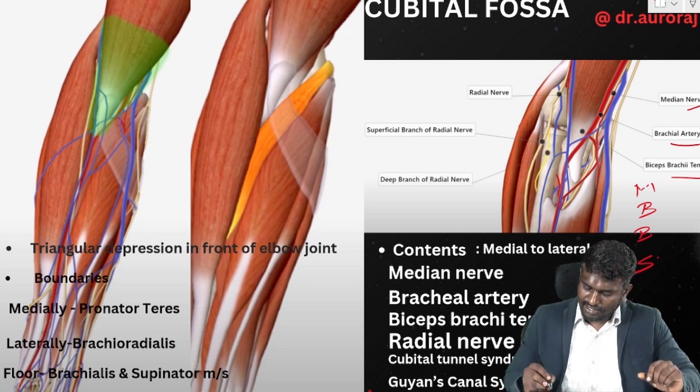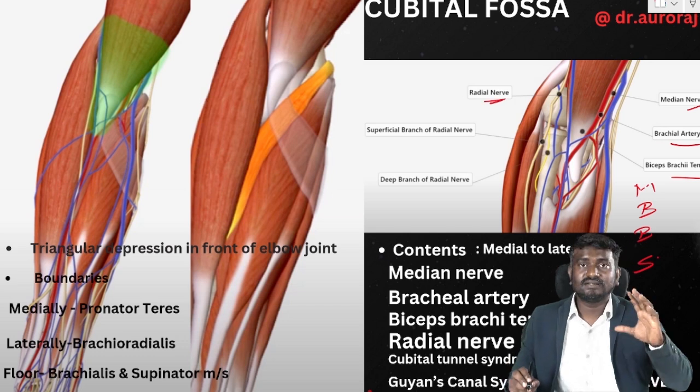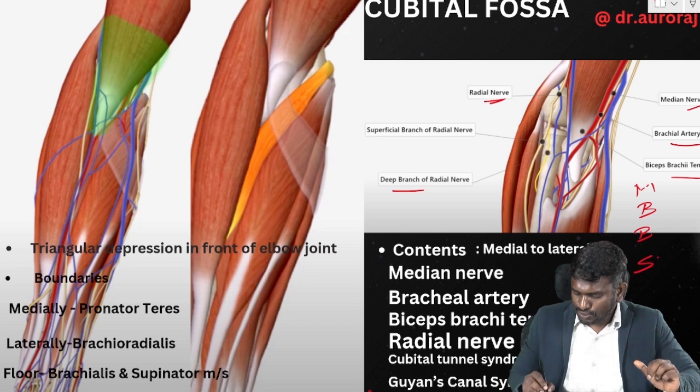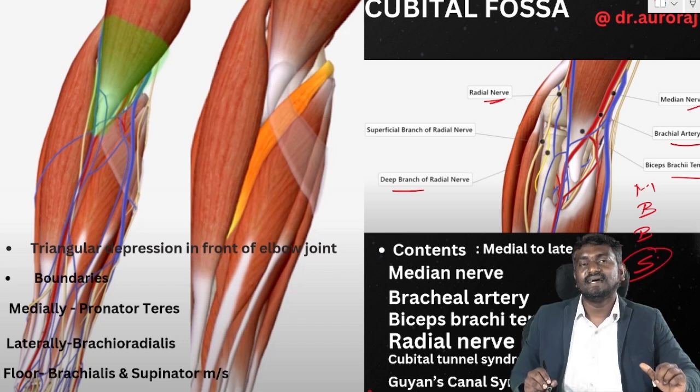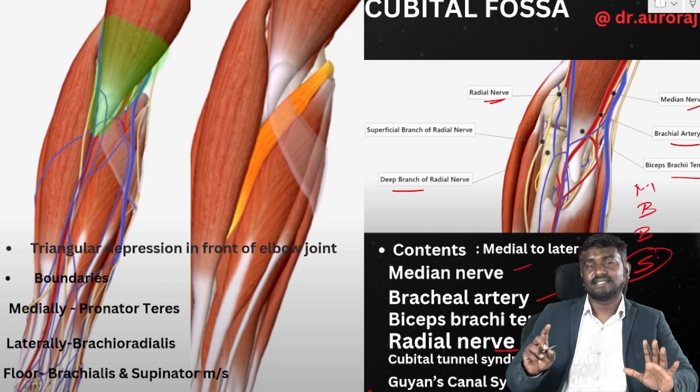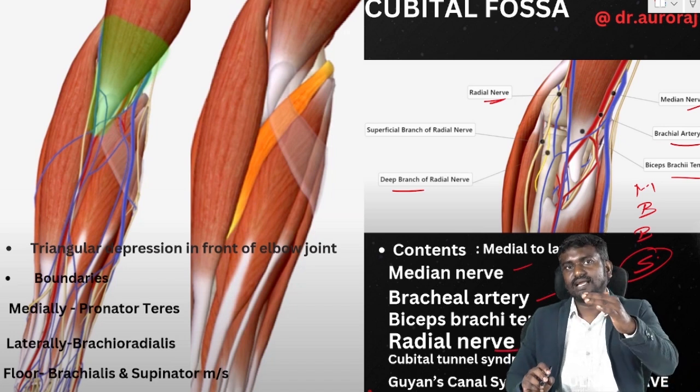and remember it is all supplied by the radial nerve. Superficial radial nerve and deep radial nerve, the deep branch of the radial nerve. So it is going to be the superficial branch of the radial nerve and also the deep radial nerve. Now it comes to the mnemonic MBBS. Median nerve, brachial artery, biceps brachii tendon, radial nerve. That's it, MBBS. Radial nerve, superficial and deep.